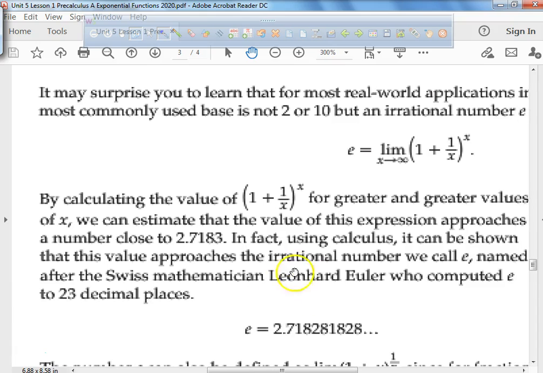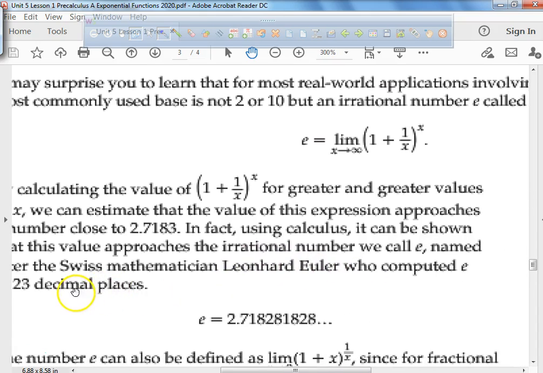You guys can read about it. It's pronounced Euler, Leonhard Euler. He computed it to 23 decimal places, but anytime you guys see e, I want you to understand this is the number we are talking about, okay?